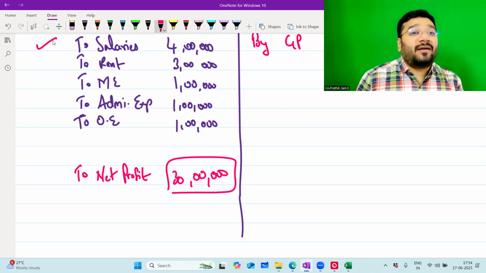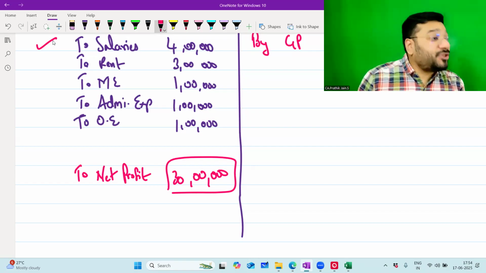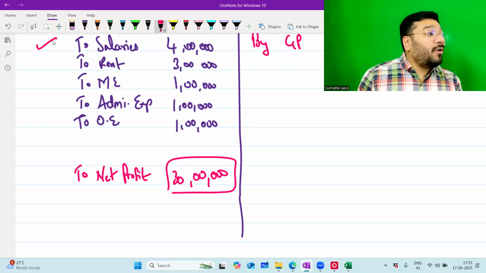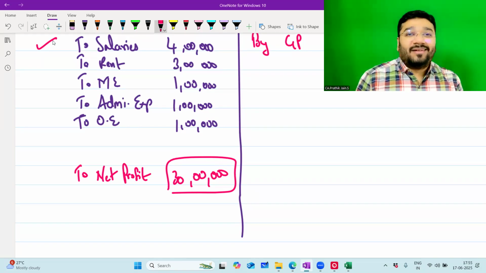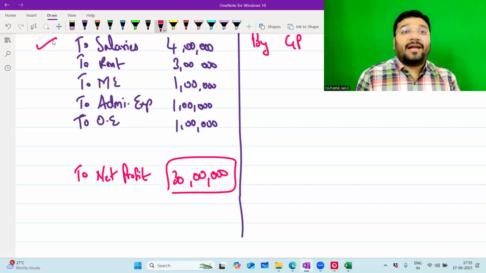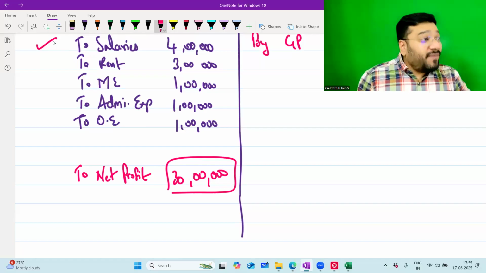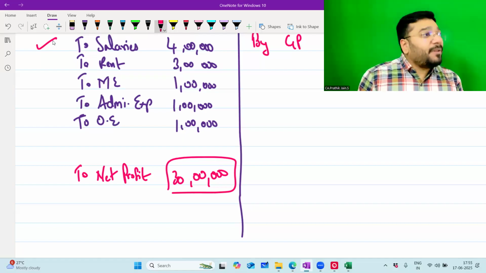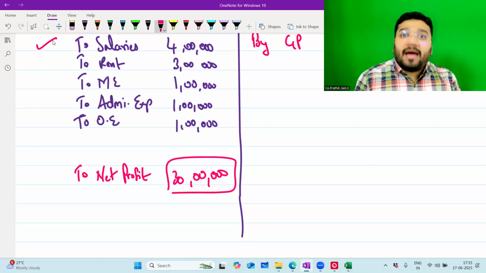When did accounting standard come into picture? 1977. I am talking about the 1950s, 1960s, when accounting standard was not in place, where the rules and regulations were not in place, where people did accounting the way they felt like doing. So that time there was no rules and regulations. So people used to record the asset value where? In the P&L account. Why?